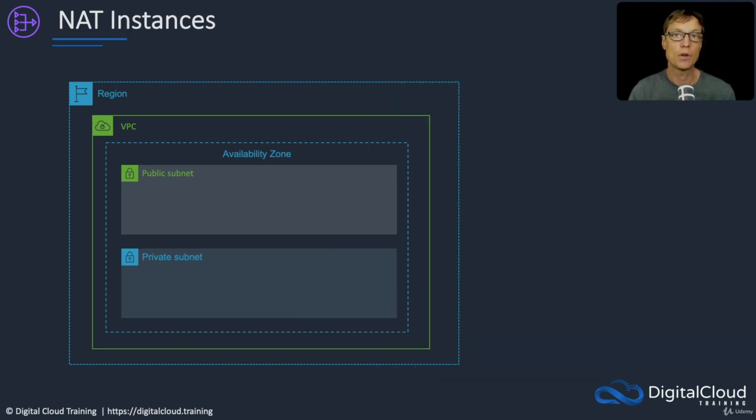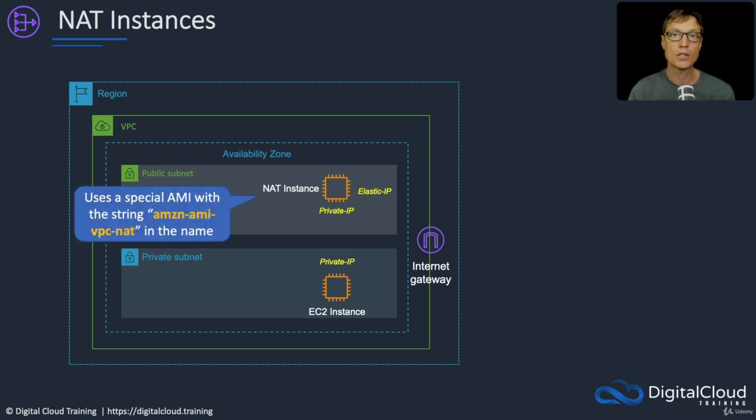The other thing we can do is deploy something called a NAT instance. With a NAT instance, we have the same problem to solve. We've got an EC2 instance with a private IP. We've got an internet gateway, and now we deploy an EC2 instance into a public subnet. And we use a special Amazon machine image, AMI, that has this string in the name. So you can search for AMIs with AMZN-AMI-VPC-NAT in the name, and they're specially designed for this use case.